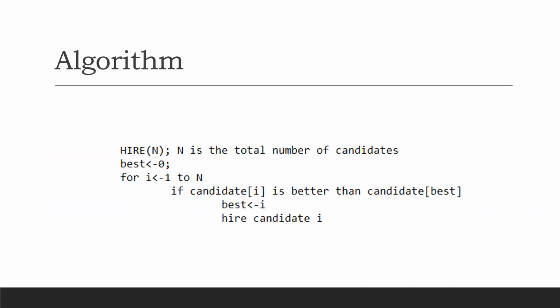So here is the algorithm for the hiring part, where n is the total number of candidates. If the current candidate is better than the candidate that we have hired, then we hire the candidate that has been sent by the agency.